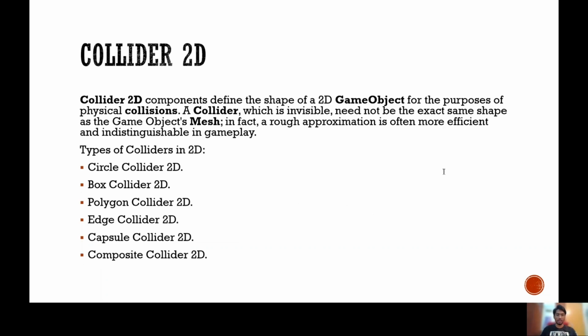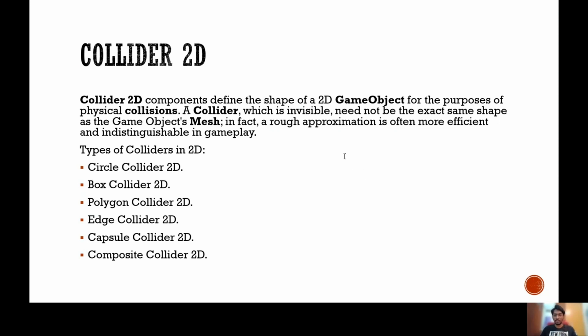So collider. What is a collider? It is an invisible shape used to handle collisions between game objects. So types of colliders: circle collider, box collider, polygon collider, edge collider, capsule collider, and composite collider.